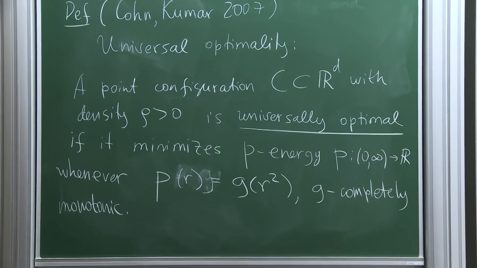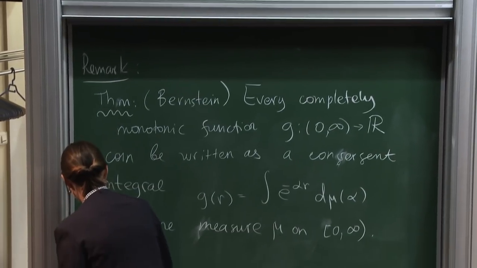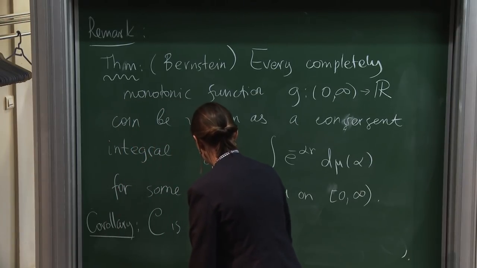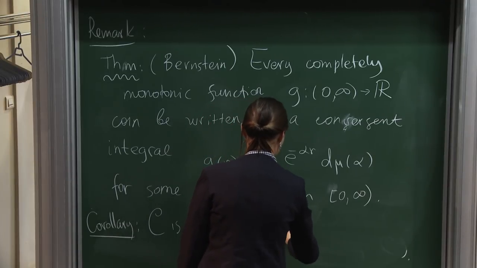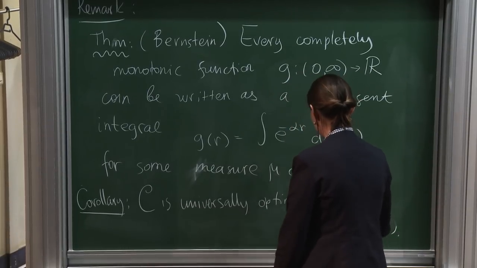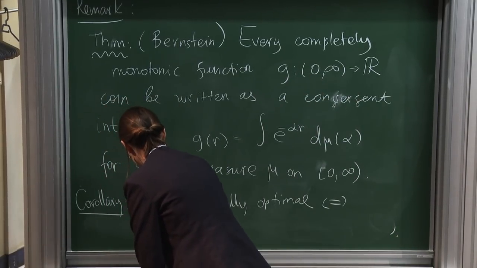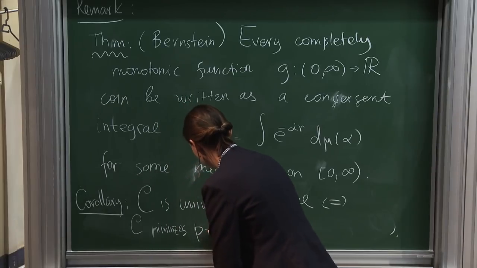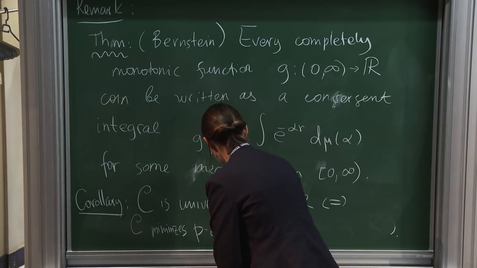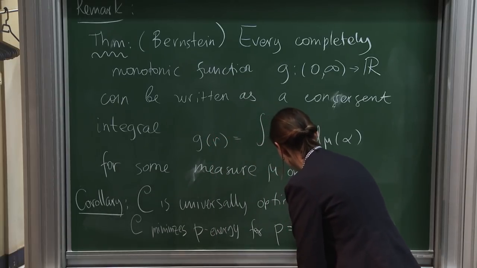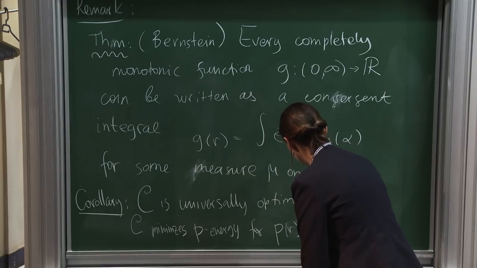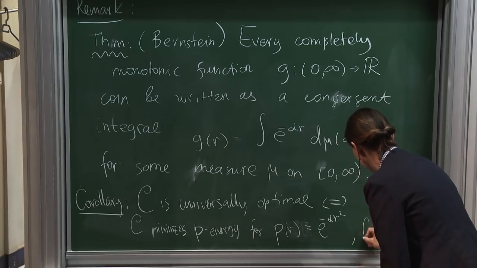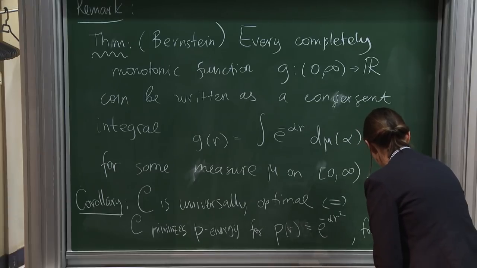And so, for example, a corollary of this would be that C is universally optimal, which is equivalent to C minimizing the P energy for P equals e to the minus alpha R squared, for all positive alpha.